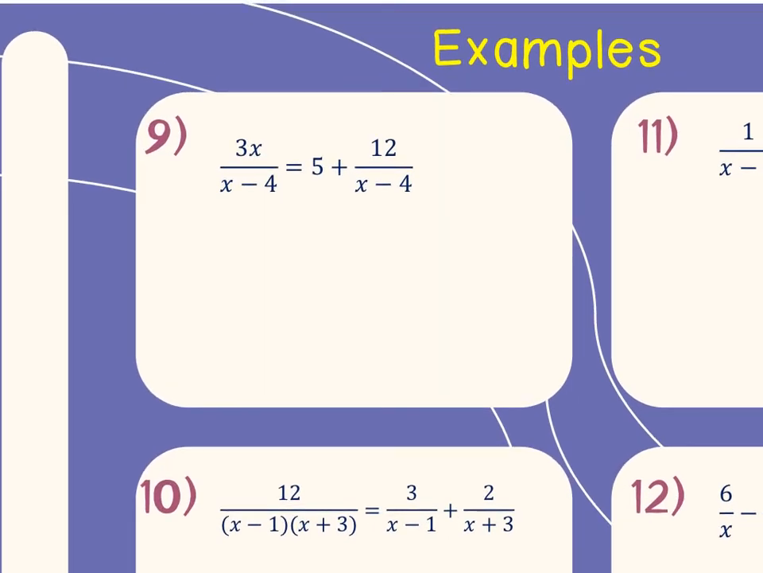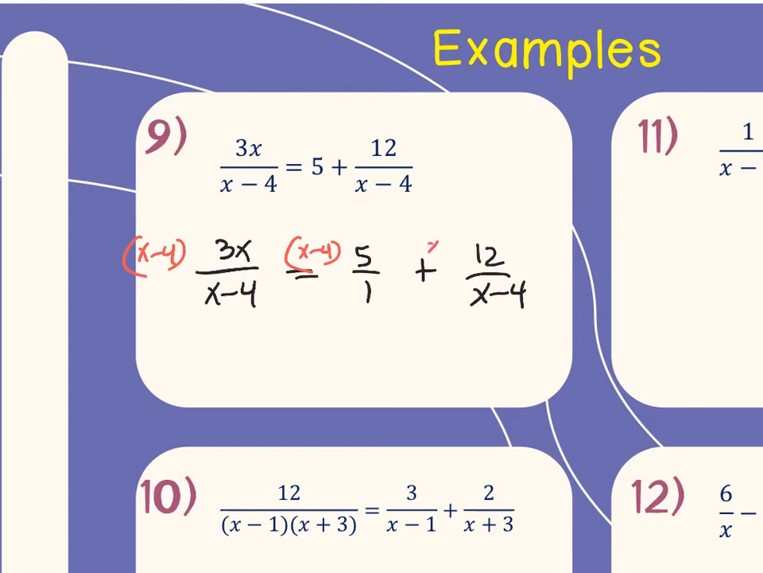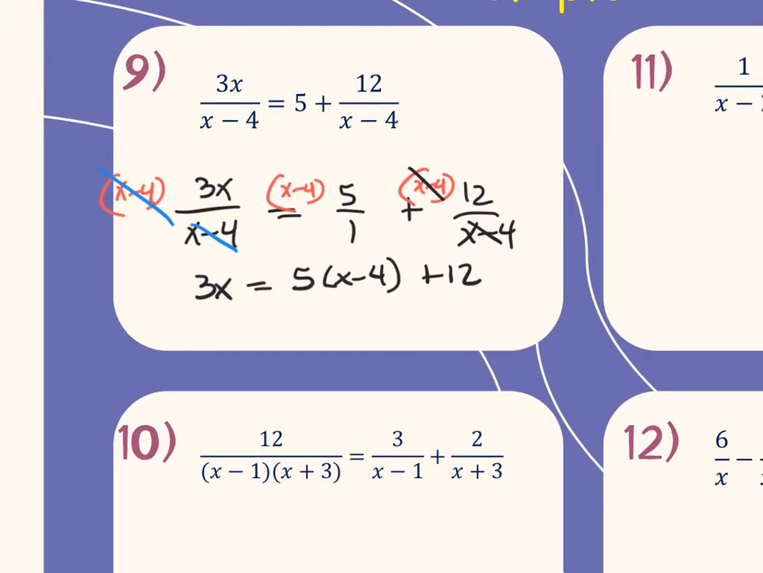So here my common denominator is the x minus 4. So let me just rewrite my problem. 5 over 1, 12 over x minus 4. I'm going to multiply everything by x minus 4. This one cancels. I'm left with 3x. This one doesn't cancel, so distribute. This one cancels. So I'm going to distribute the 5.